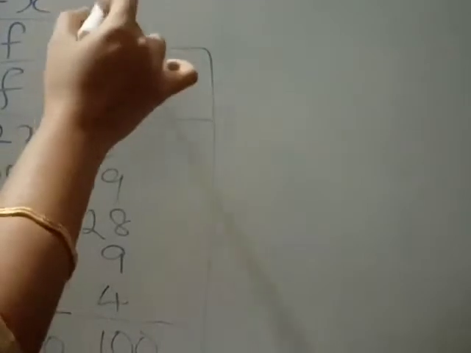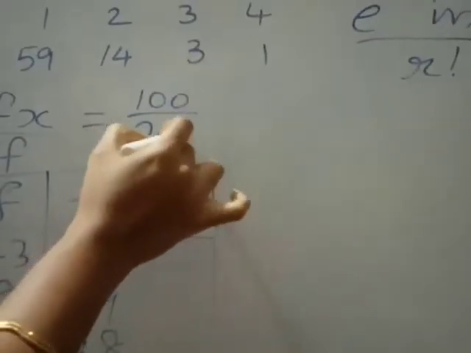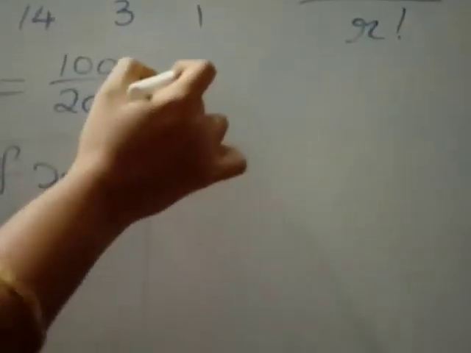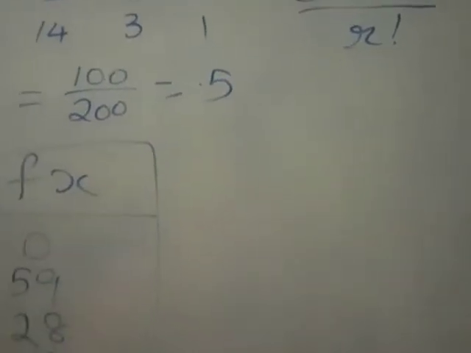Substitute over here, it is 100 by 200. What is the result that you got? It is 1 by 2 or 0.5, which is your mean value. So your m value is 0.5. Okay, now you can fit.